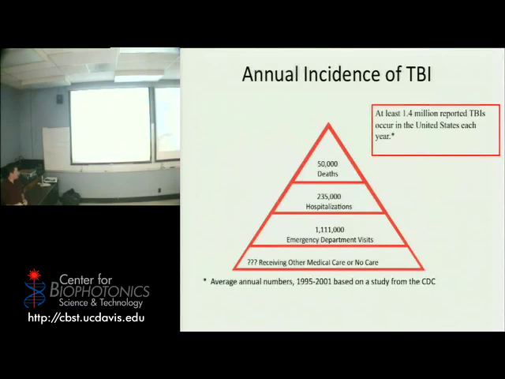So this is data from the Centers for Disease Control, and this is already a study that's 10 years old. And I know the number's gone from 1.4 million up to 1.5 million. But every year, 1.5 million TBIs are reported in the U.S. Over 50,000 people die. A quarter of the million end up in the hospital. Over a million end up in the emergency department.